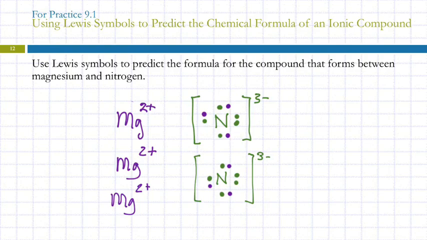So we're supposed to be predicting the formula. Well, how many magnesium atoms did we need for us to come out even? We needed 3, right? So Mg3, and how many nitrogen atoms? 2. Mg3N2. This is why it happens that way. We learned how to just predict this in, I think it was chapter 3. But now we know why. Any questions? Yeah.